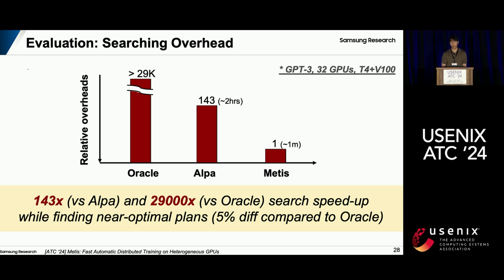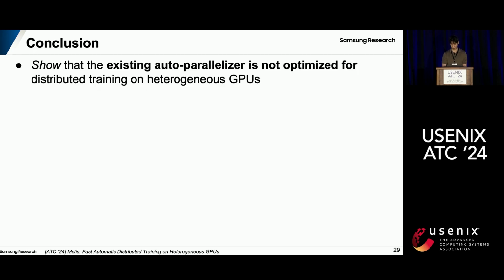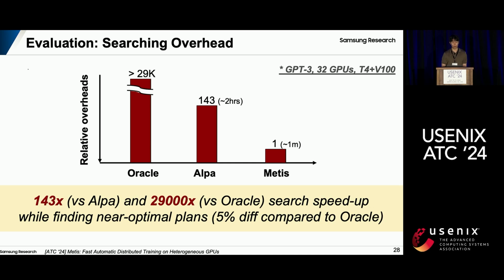While finding the better parallelism plan, Metis also has low searching overhead. Compared to Alpa, Metis finds a better parallelism plan more than 100 times faster. Moreover, compared to Oracle search that explores all possible parallelism plans without optimization, Metis search is faster by several orders of magnitude. We also compared the plan generated by Oracle search and confirmed that the performance gap between Oracle and Metis is less than 5%. This result indicates that Metis quickly and efficiently finds a near-optimal solution among a huge number of heterogeneous plans.